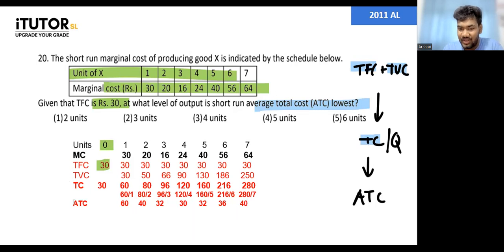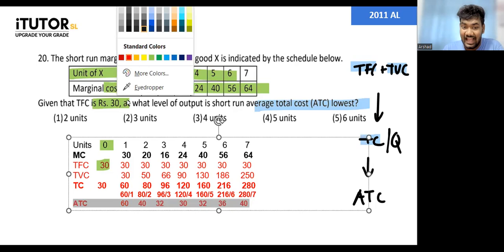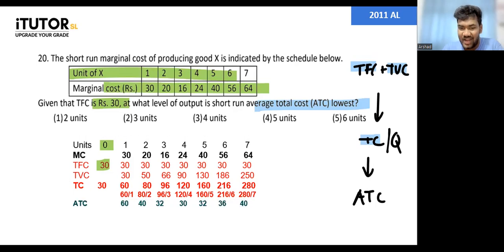Is that clear how I got the average total cost? The total cost, I divided it by the number of units, and then I get average total cost. So at which number of units is the average total cost the lowest? Average total cost is the lowest at 4 units, right? Here at 4 units, average total cost is only 30 rupees. So the answer is number 3. At 4 units is where it is the lowest.